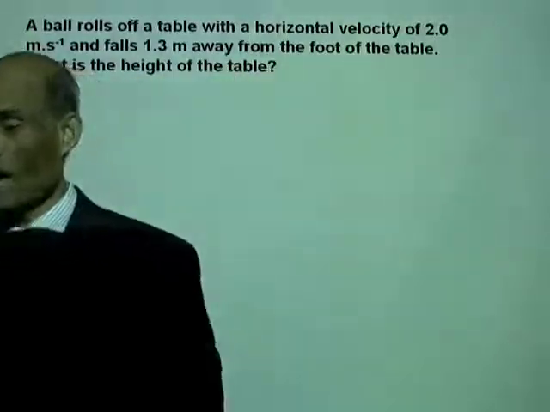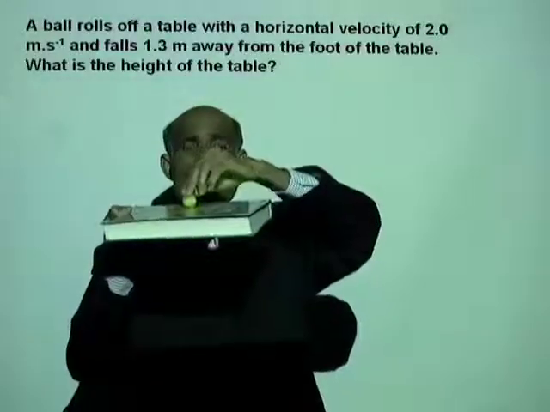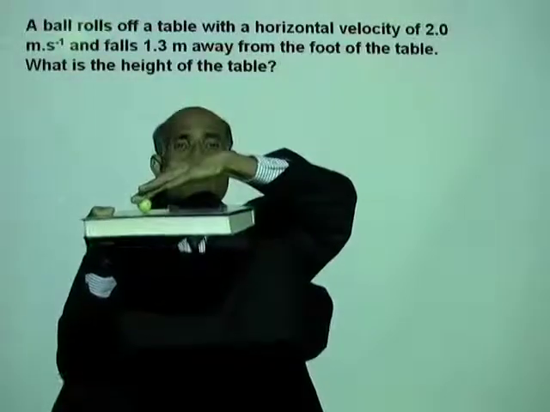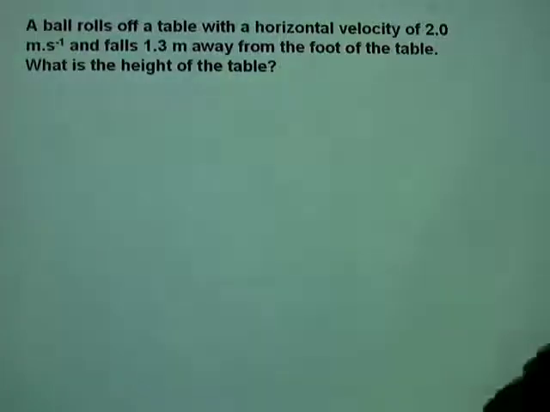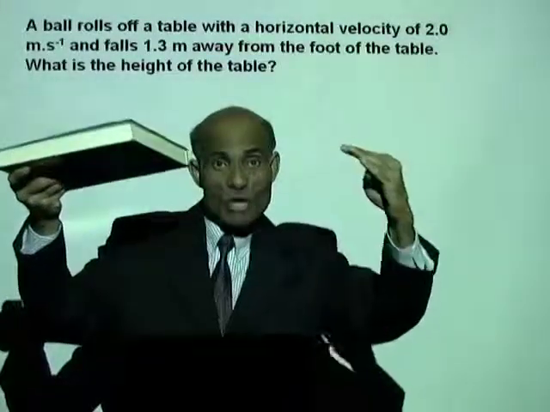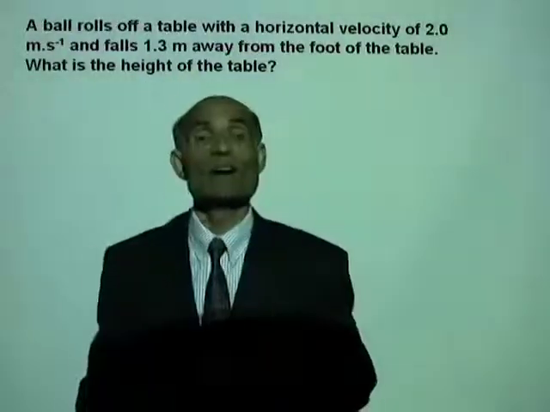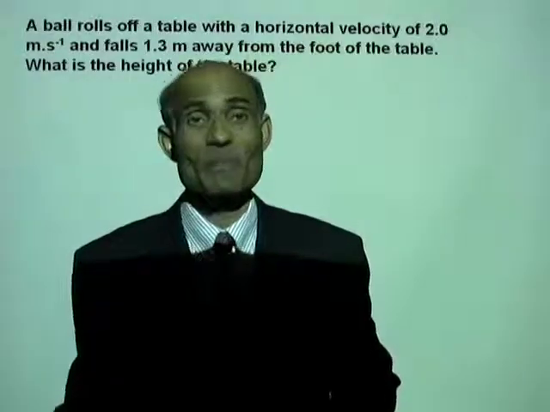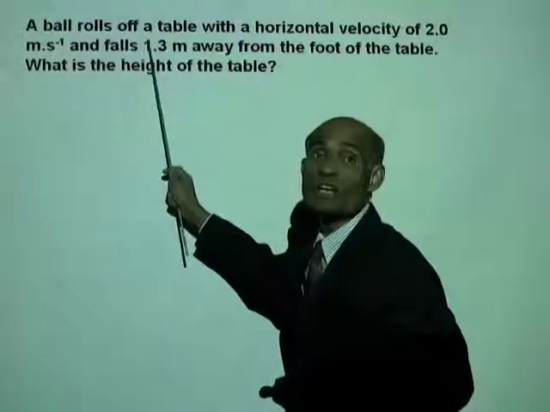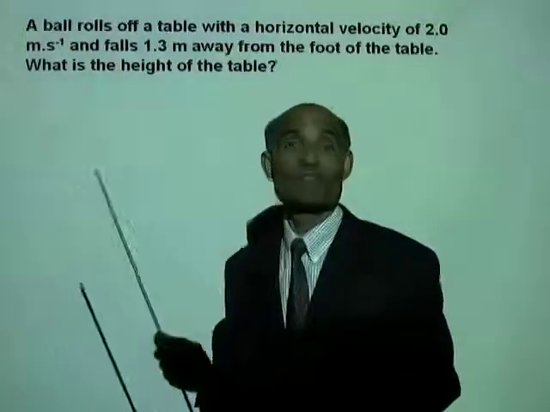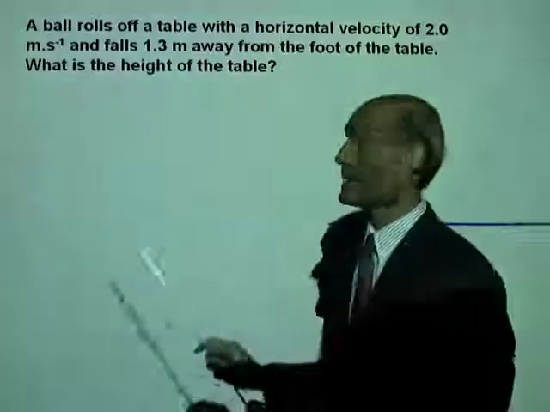So the question we have here is that you have a table. If that is the table, a ball rolls off that table. If I roll this ball and look at that, it rolls off the table and the ball falls at a distance x equal to 1.3 meter away from the foot of the table. Well, because we know the horizontal velocity and the horizontal distance, we can calculate the time taken for the fall. Is that right?